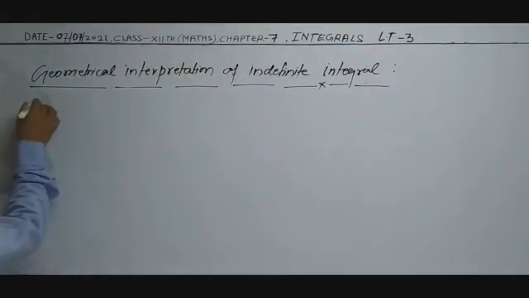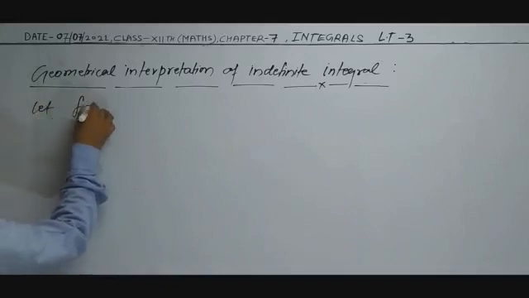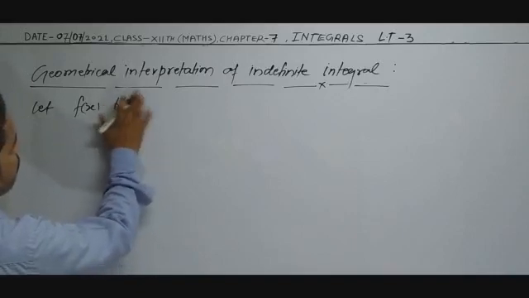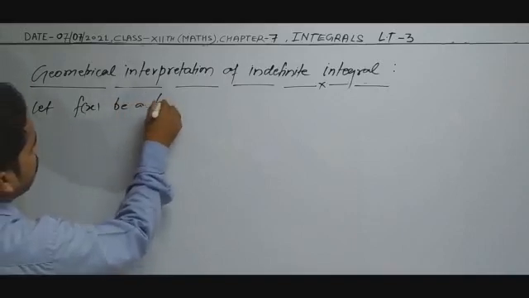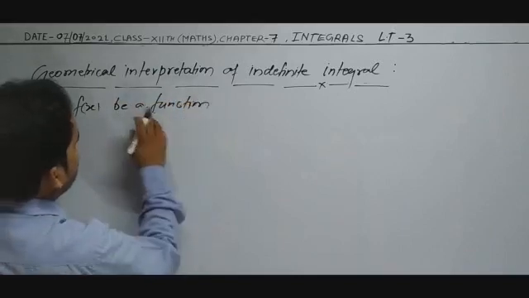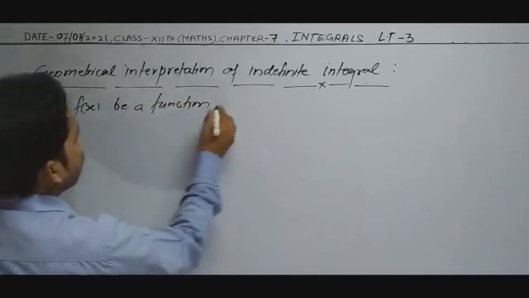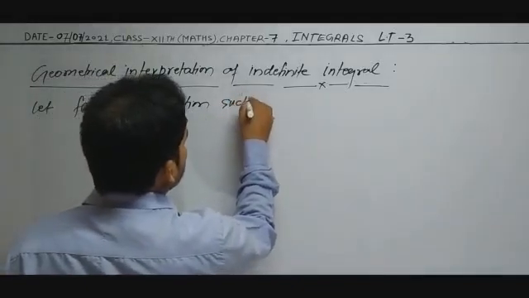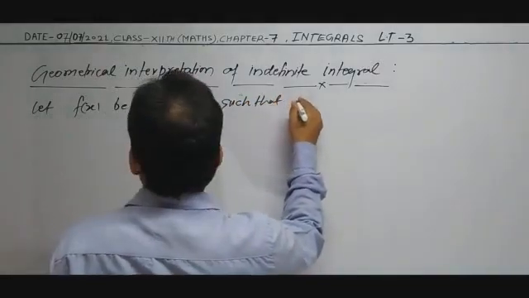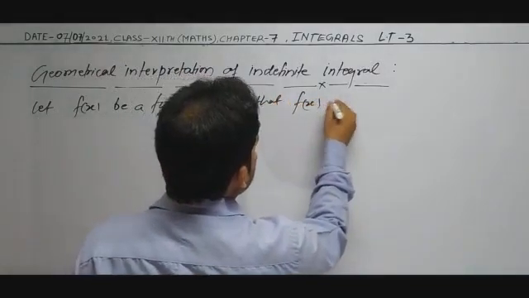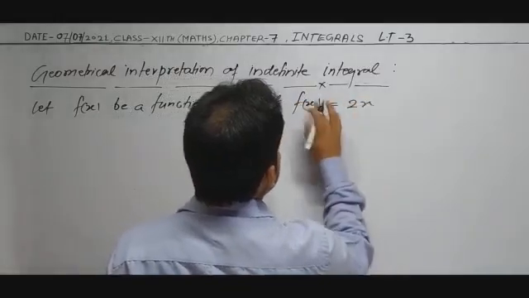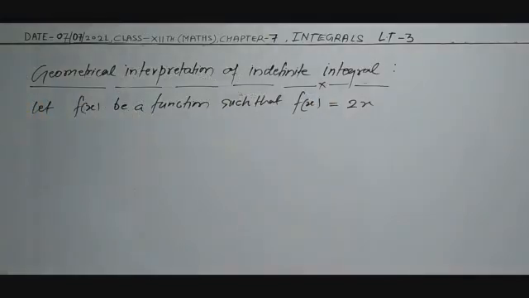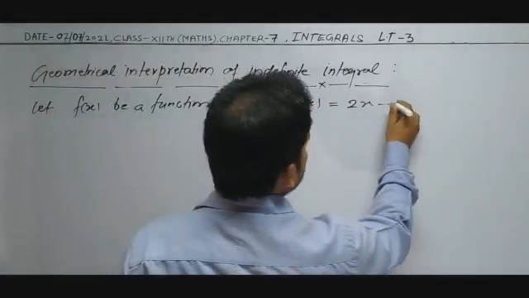Let f(x) be a function such that f(x) is equal to, suppose, 2x. f(x) is equal to 2x. So now consider this as equation 1.